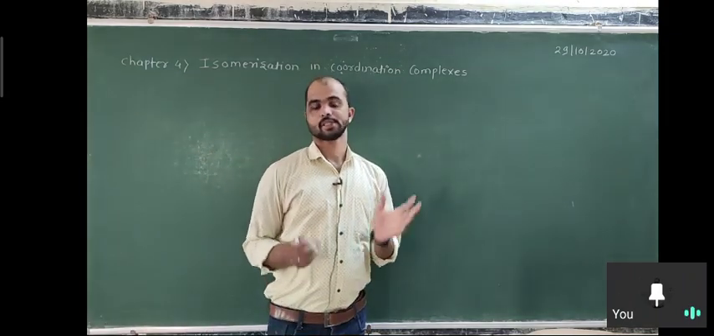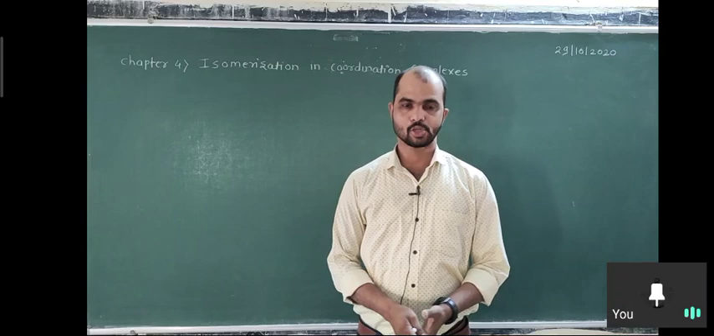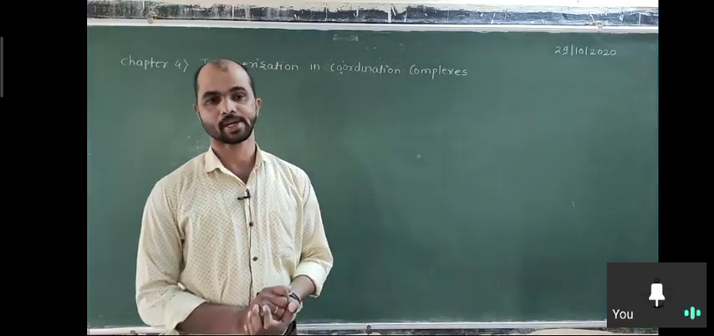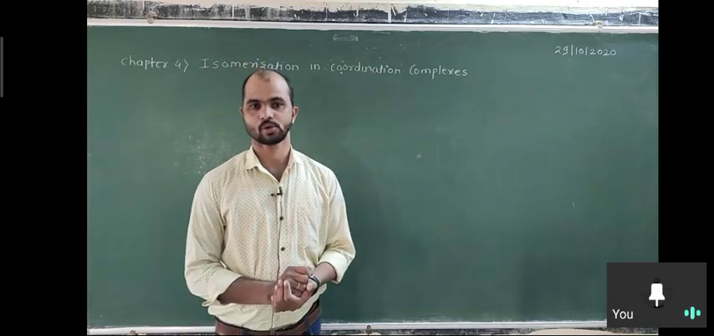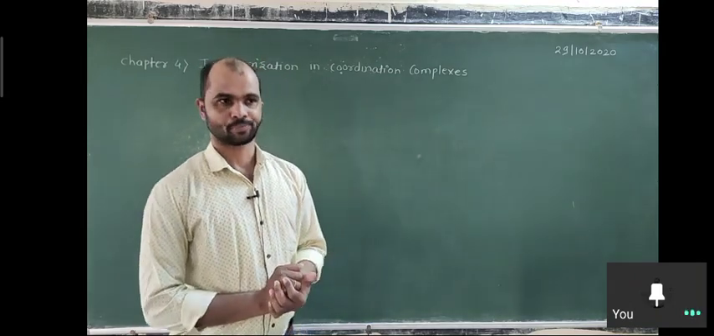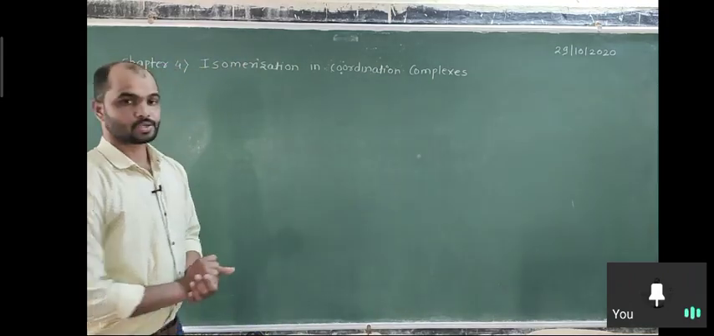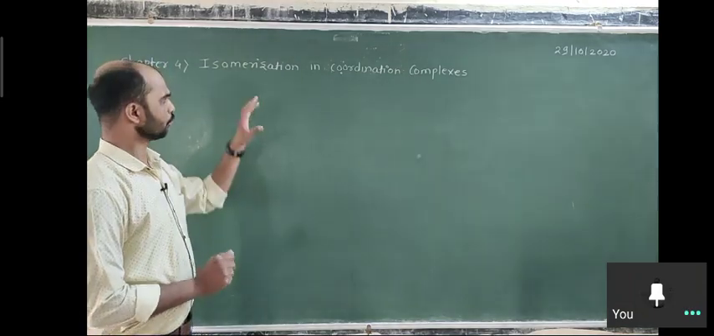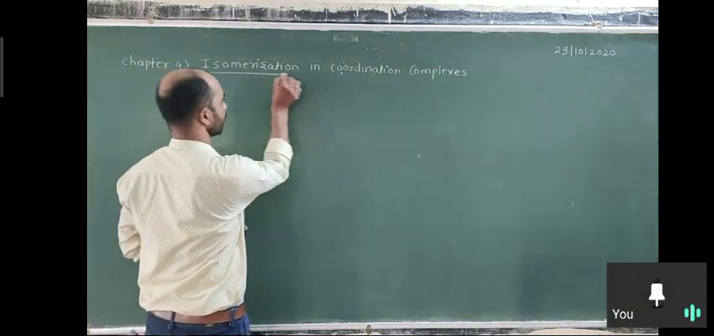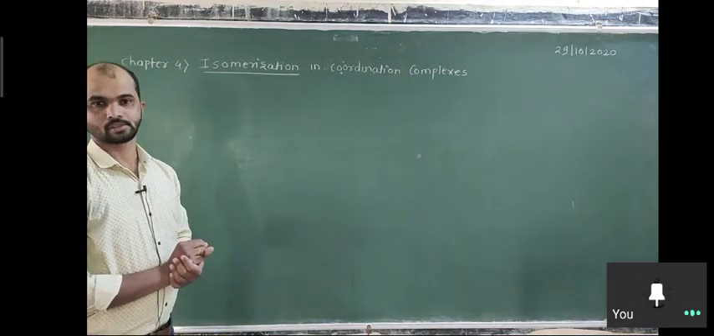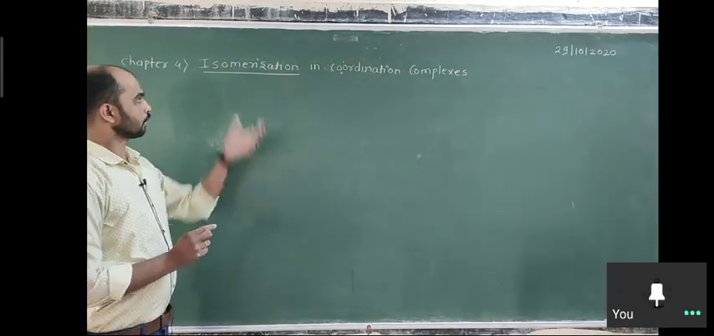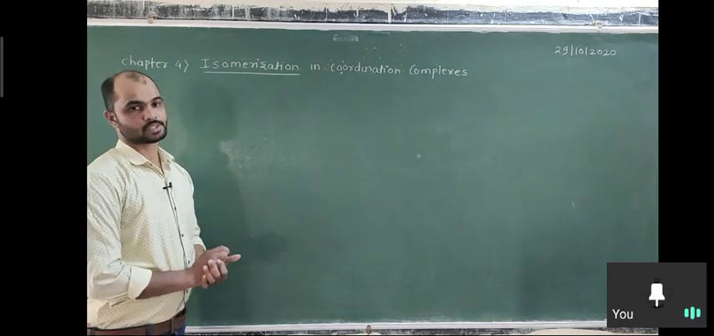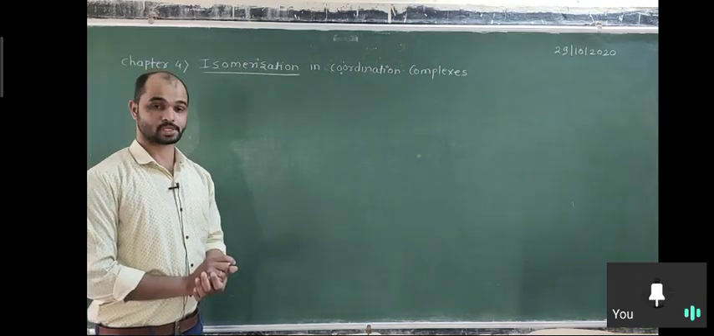Coordination number 4 shows tetrahedral or square planar geometry, and coordination number 6 shows octahedral geometry. In some cases there is a distorted octahedral geometry. At this point we are going to discuss isomerization in coordination complexes. You are well familiar with this term. In organic chemistry we know isomerization, because you already know there are geometrical isomers and optical isomers, meaning stereoisomers, and some structural isomers.